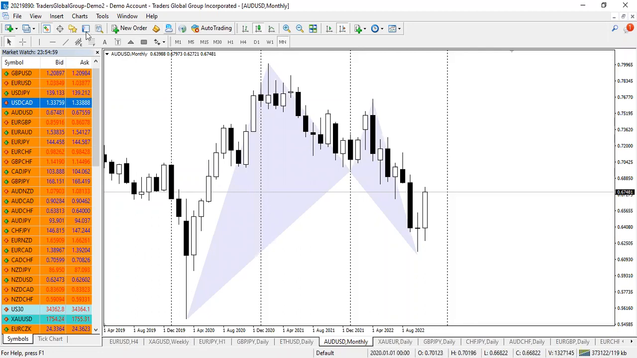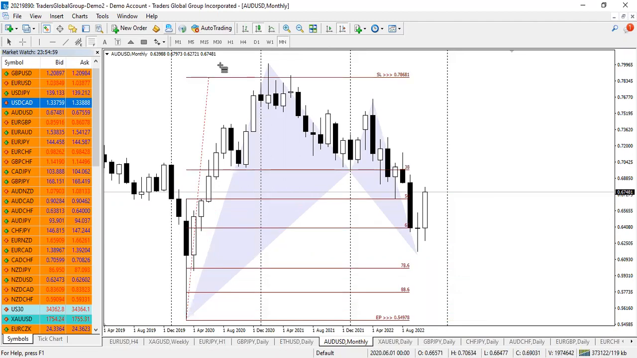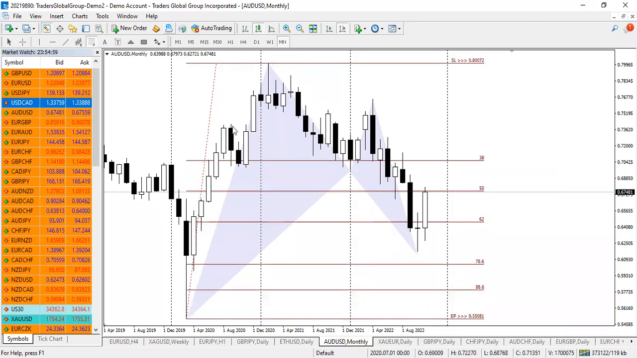So in essence, look at this, friends. This is a 62% retracement. It has not reached 78.6 to say it is a Gartley. 88.6 is what will tell us that it is a BAT. So what does this mean? It means the market might probably still come down.